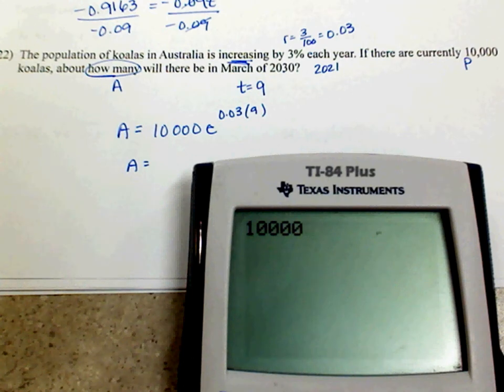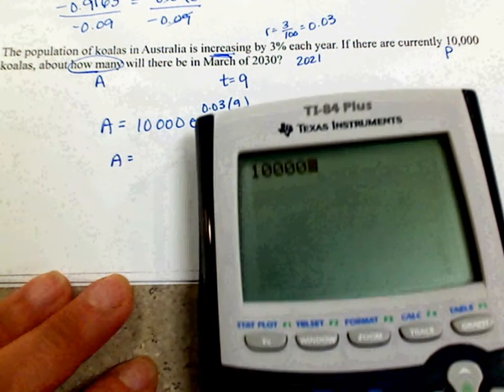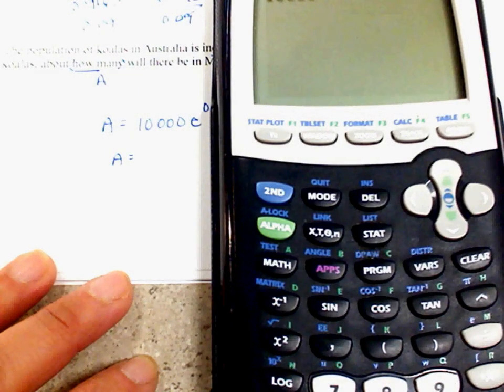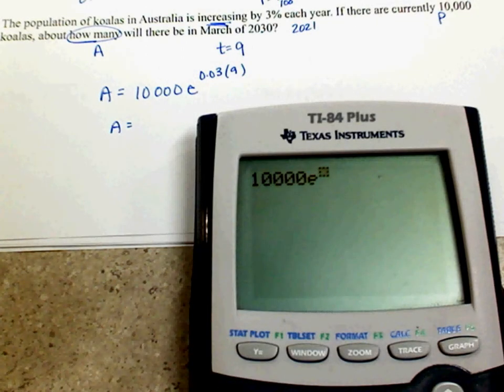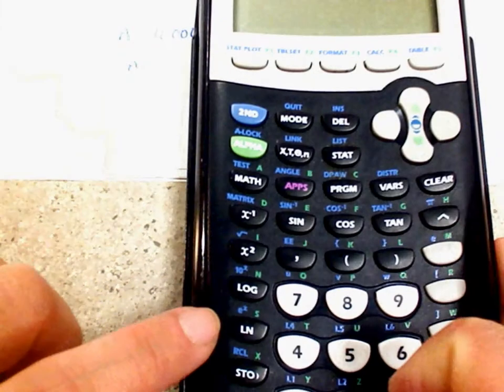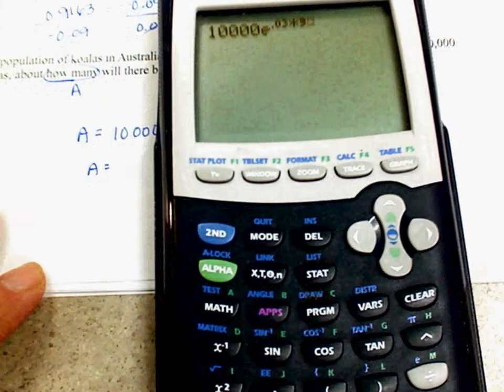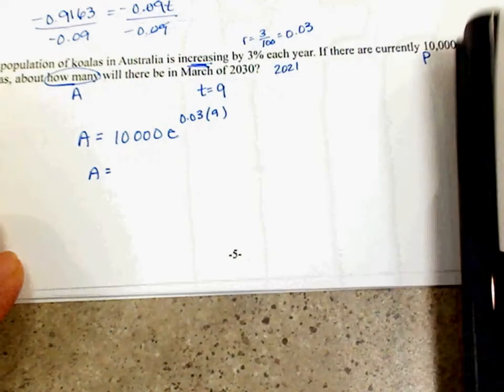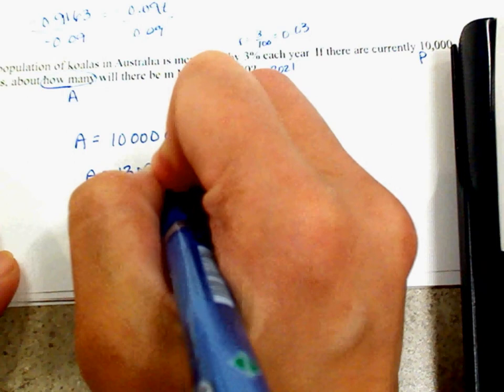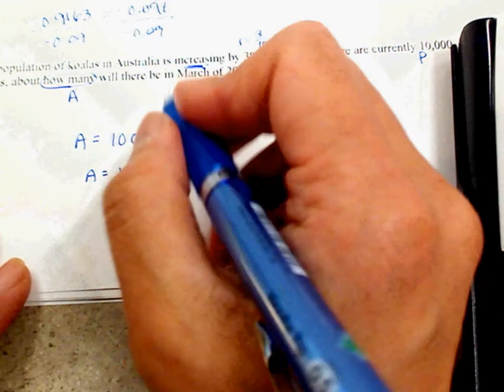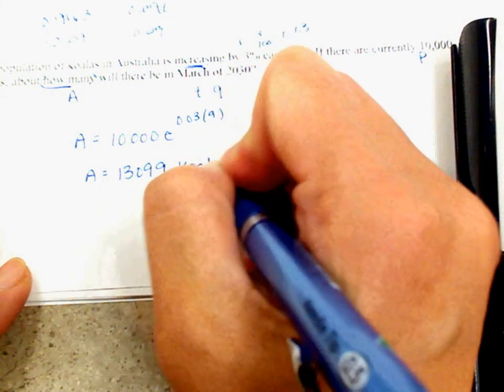I'm sorry, you don't need to hit second. Okay. Yeah, you do. You see where e to the x is right here? Let me show you. See where it says e to the x right here? That's the one you want, and it's in blue, so you do have to hit second. Second E. And it raised it up for you, 0.03 times 9. Just like that. Okay? So that E is right here where natural log is. Push enter. So how many koalas are you going to have? 13,099 koalas in that year, in 9 years.